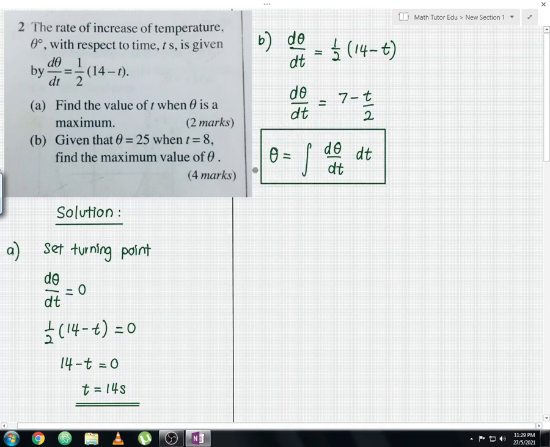So when you differentiate theta, you get d theta over dt. So when you integrate d theta over dt, you get back integration. So it's a two-way learning, guys, over here. So from here, let us continue to calculate the theta.